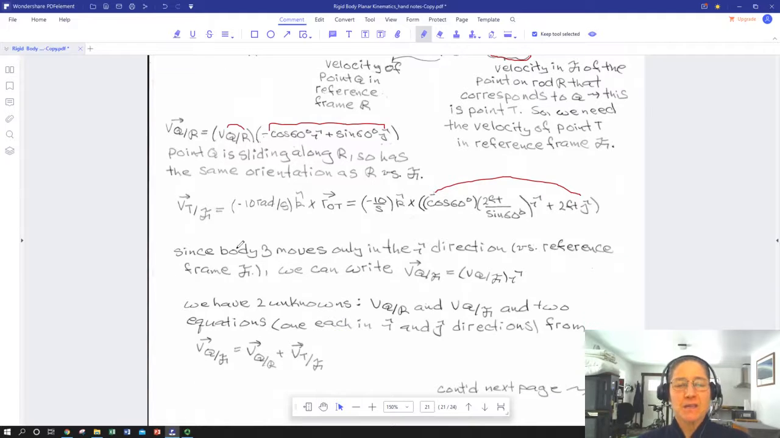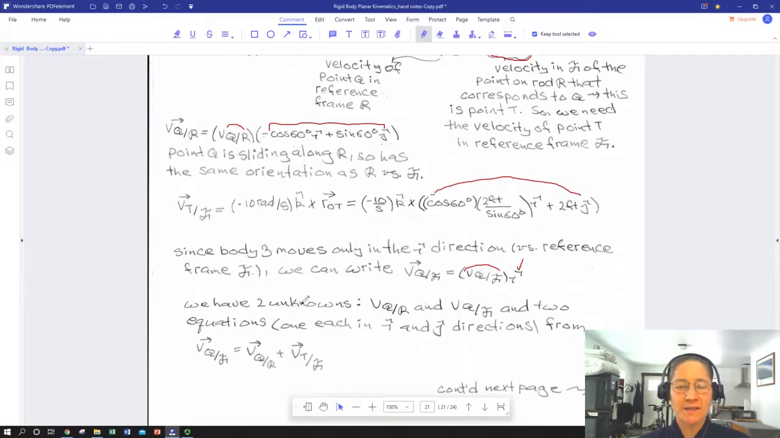Okay. So our body B can only move in the I hat direction versus the reference frame F. So we know that the velocity of Q with respect to reference frame F, which is what we were looking for in the first place, is some magnitude directed in the I hat direction. I hat is fixed in reference frame F, so it isn't changing, with no time derivative. So we can keep that unit vector and know that it isn't going anywhere.